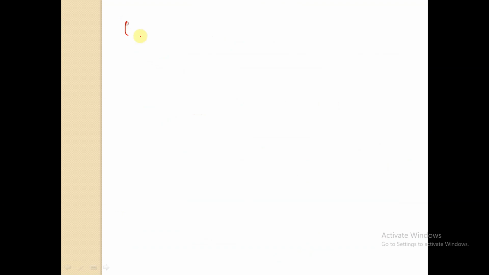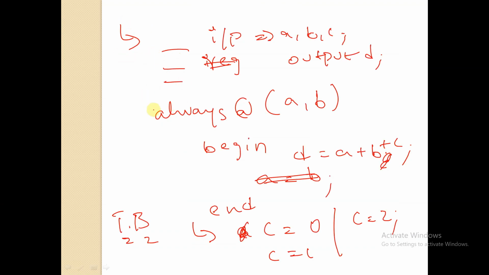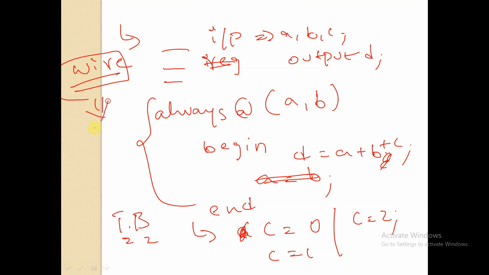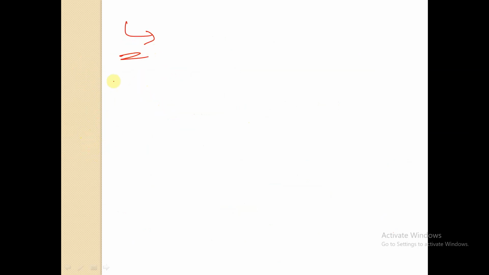Yeah, so the answer was correct. None of the arguments are getting triggered, so this always block will not get executed. Since D is of type wire, the default value of wire will be high impedance Z. So if we print the value of D, then we will get Z.